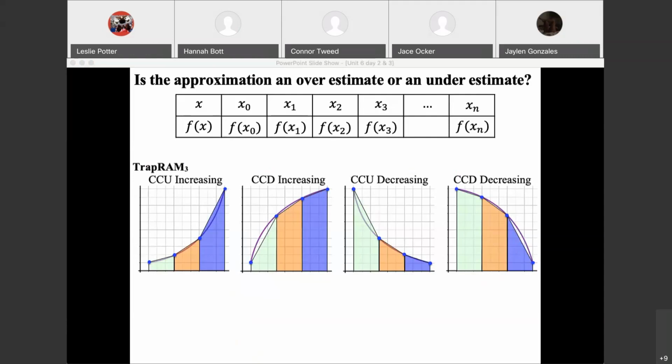Any questions about that? Okay, so what is the pattern here? If I'm concave up, what's happening? That means I've got to look at these two. They do. How about in terms of over and under estimate? A little over, yeah, right. So that's an overestimate. And concave down, a little bit under.